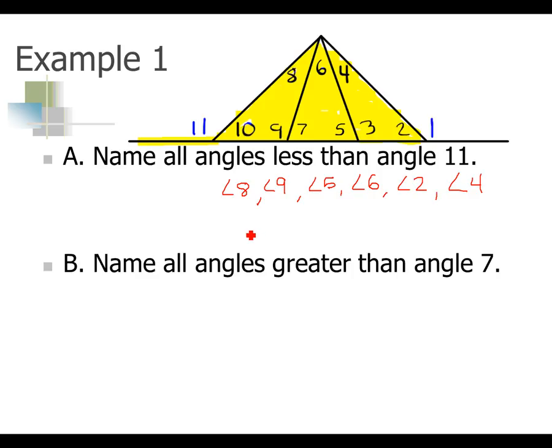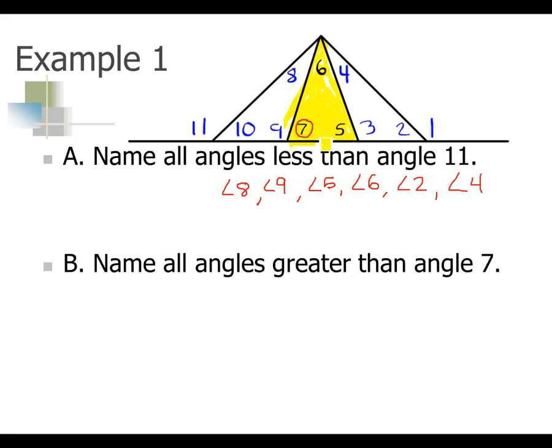Part B, I want to name all angles greater than angle 7. So all the angles that would be greater than angle 7. So angle 7 is here. It's on the inside, so I would think of it as a remote interior. So to begin with, I'm going to look at this central triangle, just the one in this region.